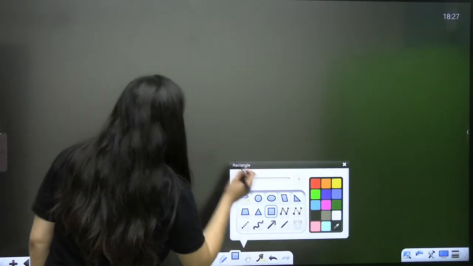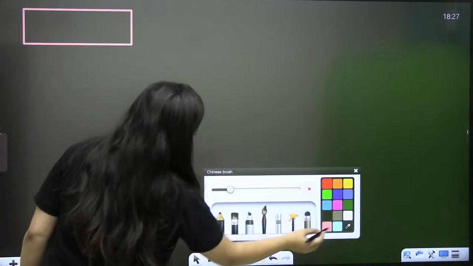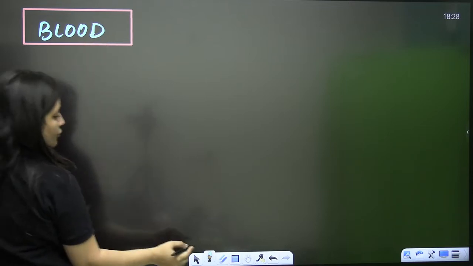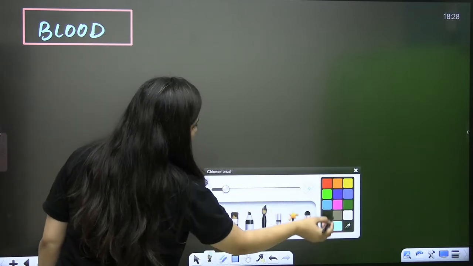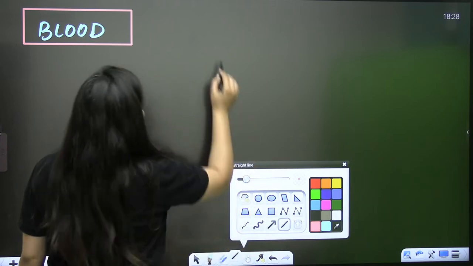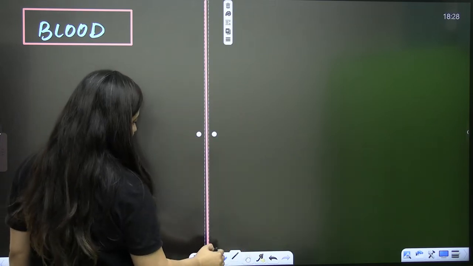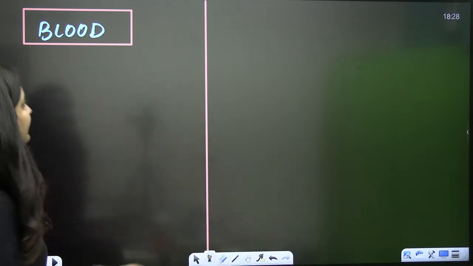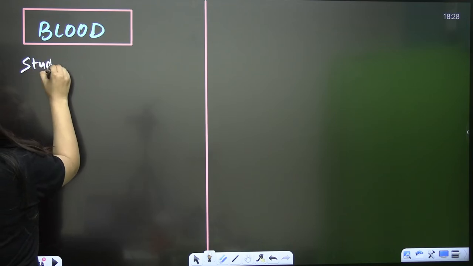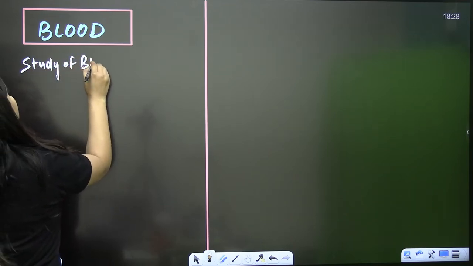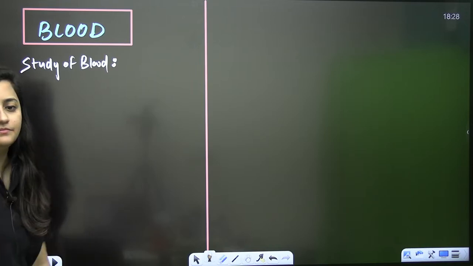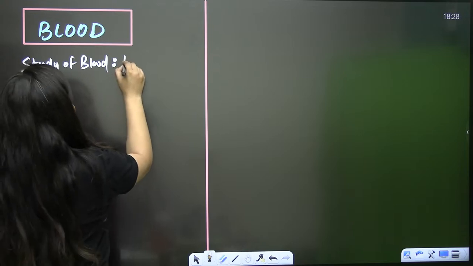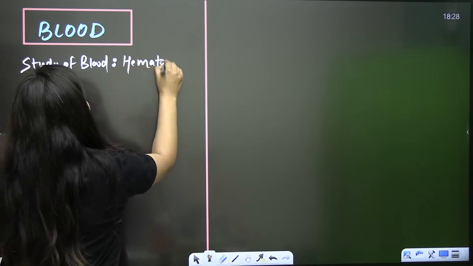So now let's start our actual topic, that is Mr. Blood. Fine. So first of all, tell me what the study of blood is known as. Quick. The study of blood is known as, let's start with this part. Obviously it is hematology, right? It is hematology. Clear, bachche?